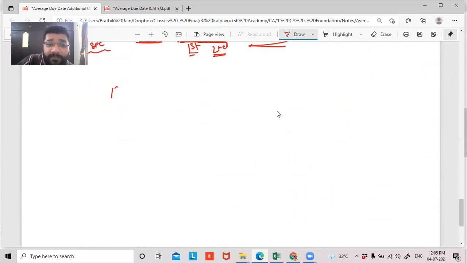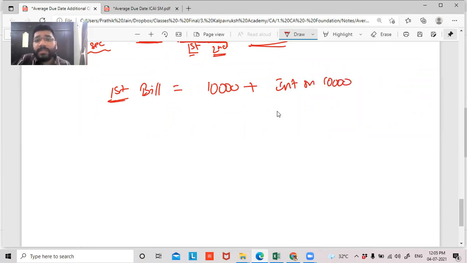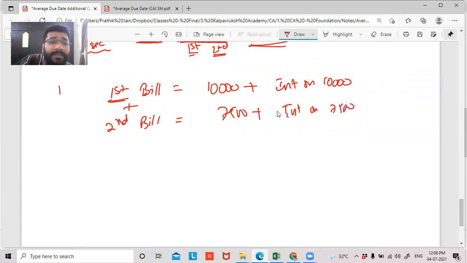Alternatively, they can tell that in the first bill, take 10,000 rupees plus interest on 10,000. This is one possibility. Plus in the second bill, pay the balance 7,500 plus interest on 7,500. This is one option. This is my second option, I would say. This is the second option.